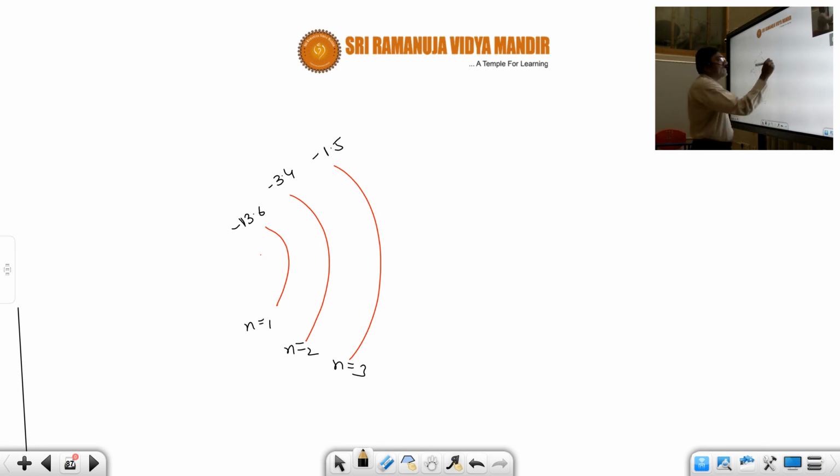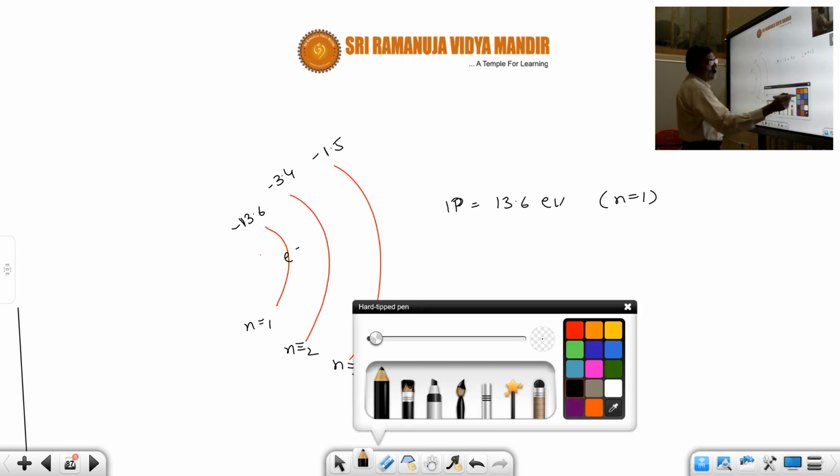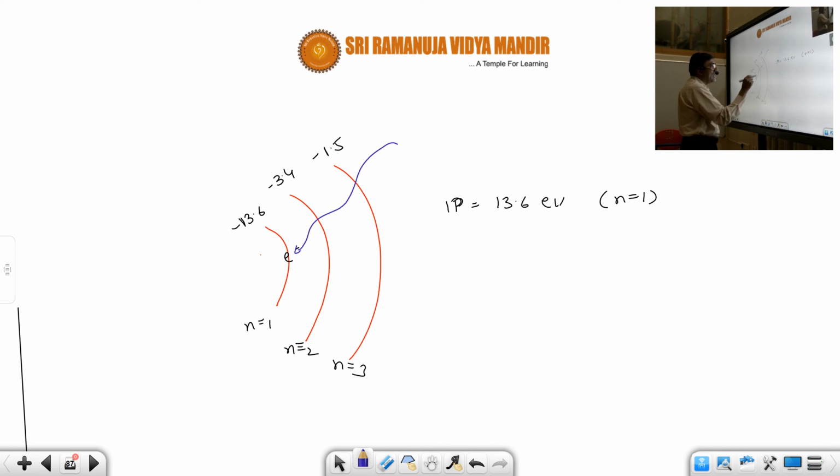So that is the reason why IP is equal to 13.6 electron volts for n is equal to 1, because this much energy is required to remove an electron from this orbit, to knock out this electron. How much energy? Minus 13.6. This cannot be, this is a positive value. I hope you understood.